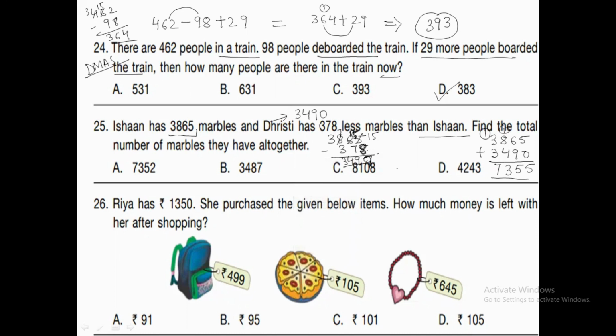We will get 8, number 8 over there. Now this number becomes 7. 7 minus 3 is 4. So what we are getting is 3,487. Now we need to add this number to 3,865.